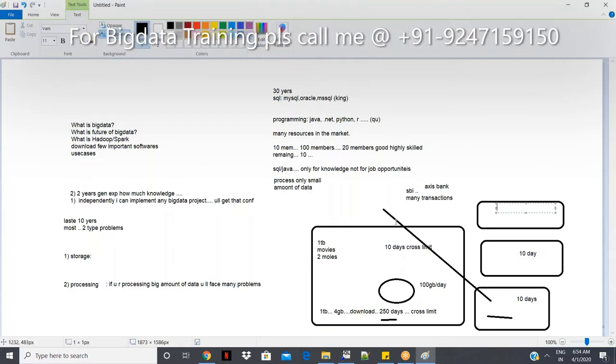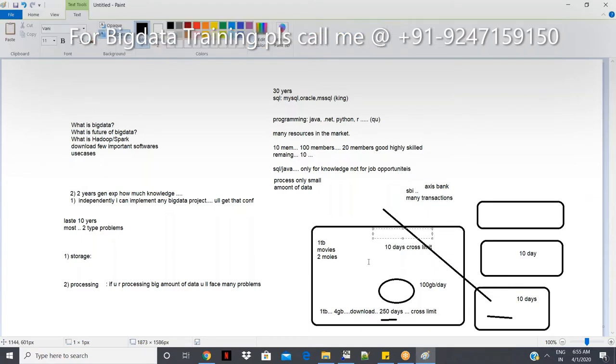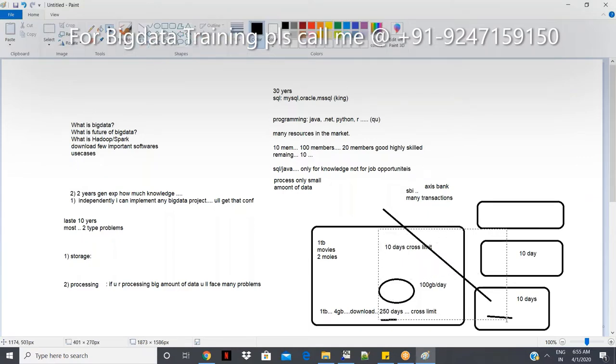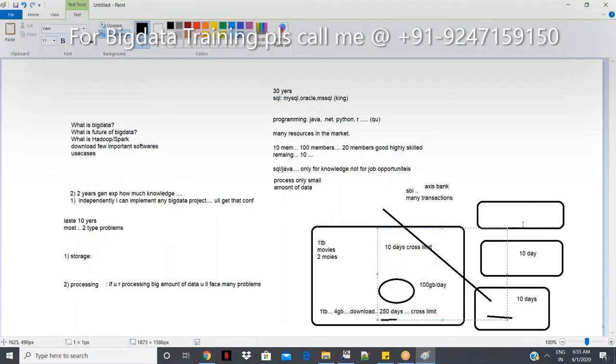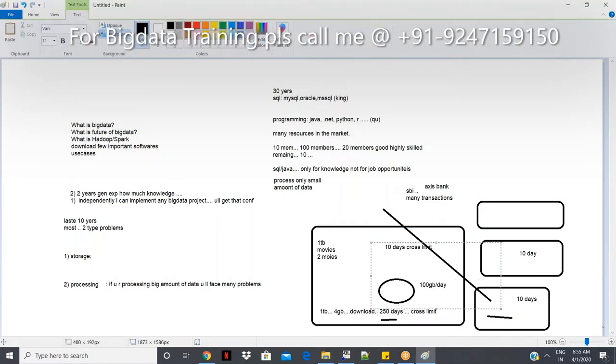Now, I want to analyze the last 1 month's progress. In the last 1 month, how many members transferred money? How many members received money? I want to analyze this data. At a time, I want to analyze these three servers, and process these three external hard drives. How is it possible? It's not possible.